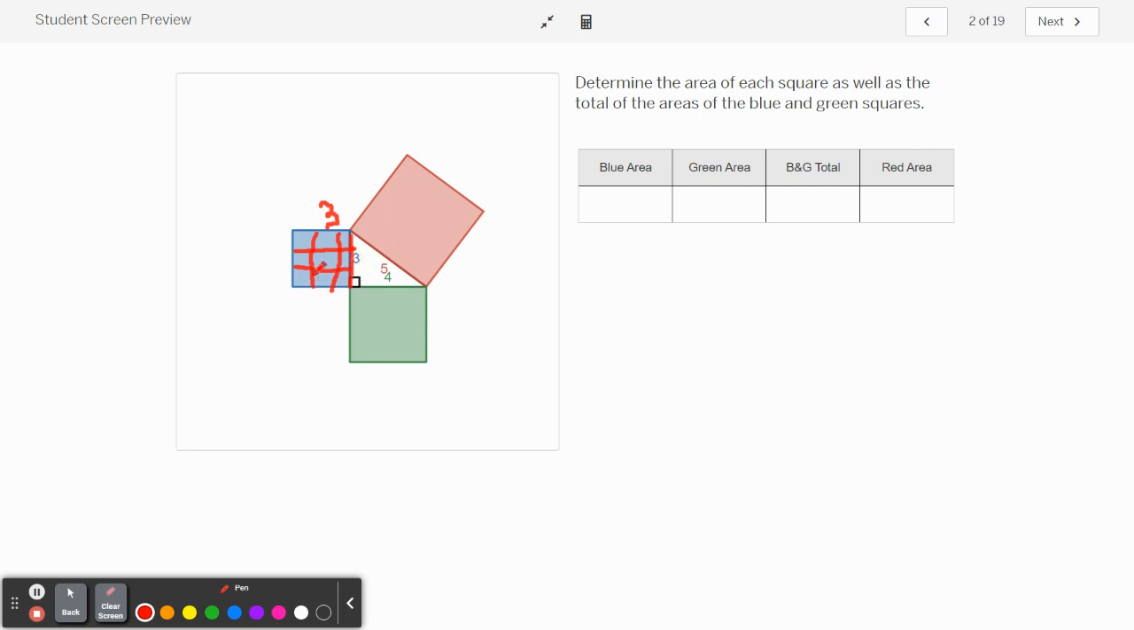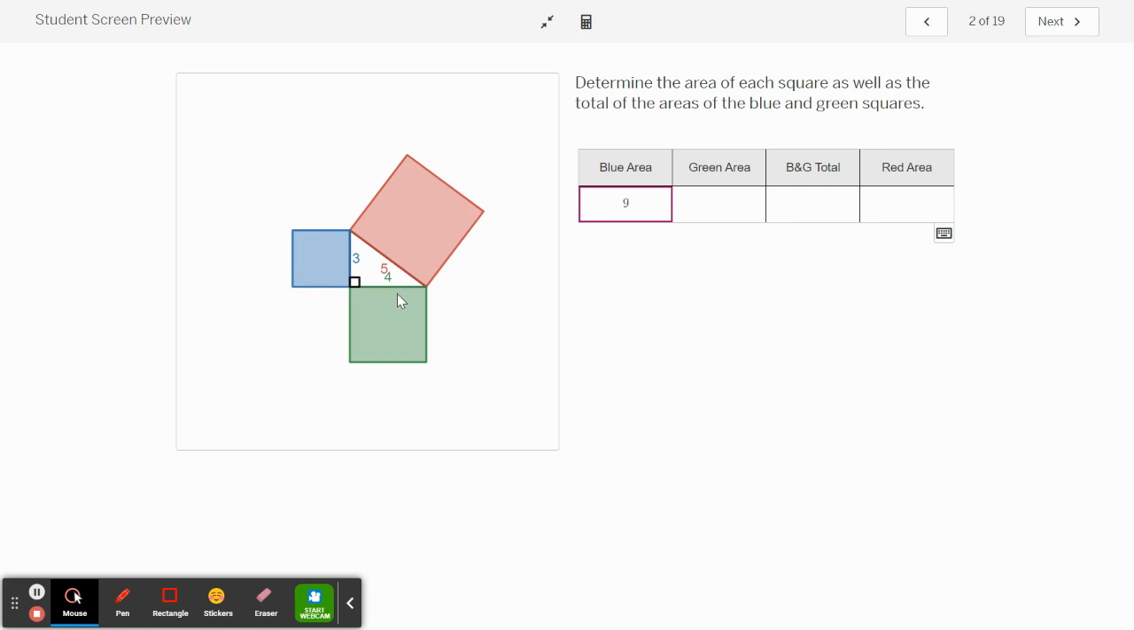And then area is how many squares did I break it into? So you could count 1, 2, 3, 4, 5, 6, 7, 8, 9. So the blue area is actually 9. So let's see if I can get rid of this. Back to my end. There we go. So my area was 9. Well, the fast way to find the area would have been to do 3 times 3.